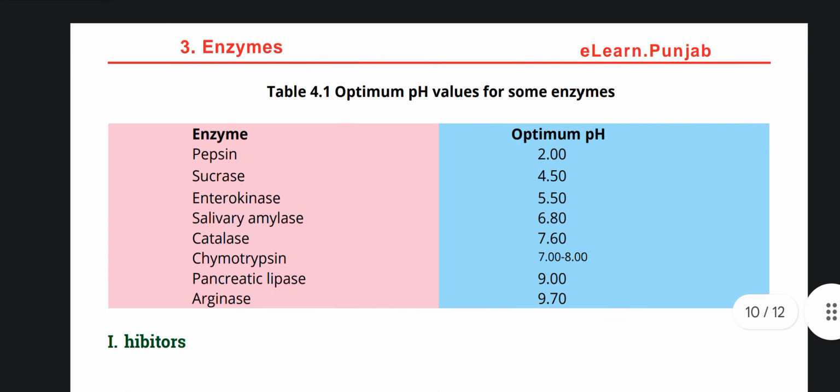Optimum pH values of some enzymes are: pepsin, pH 2; sucrase, pH 4.5; enterokinase, pH 5.5; salivary amylase, pH 6.8; catalase, pH 7.6; chymotrypsin, pH 7 to 8; pancreatic lipase, pH 9; and arginase, pH 9.7.